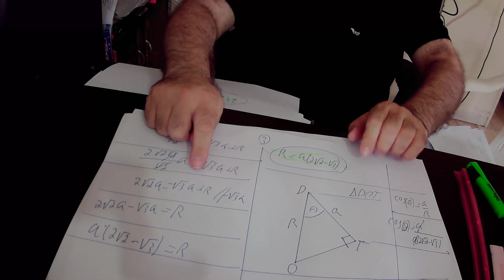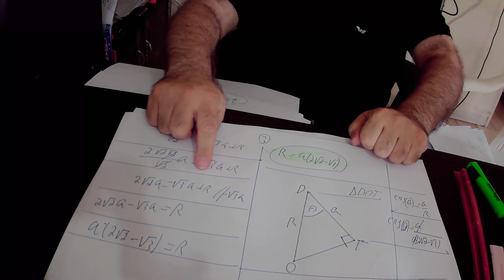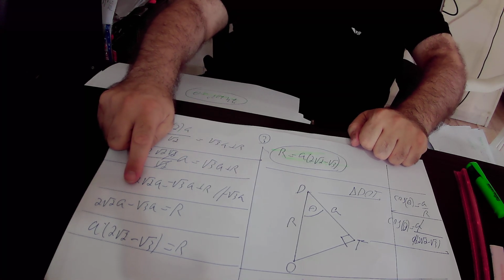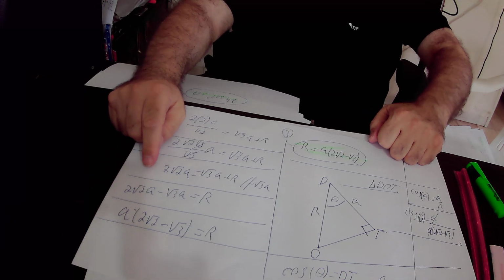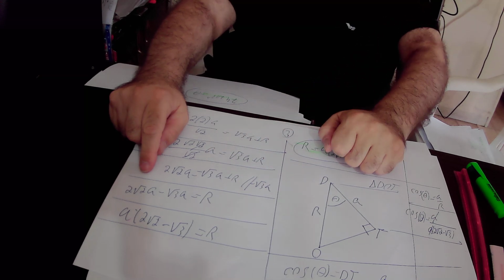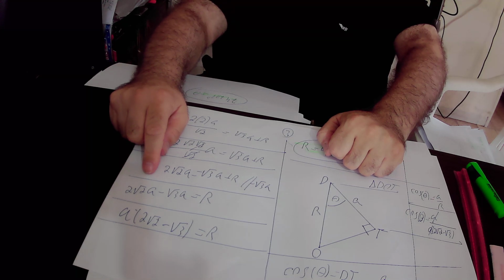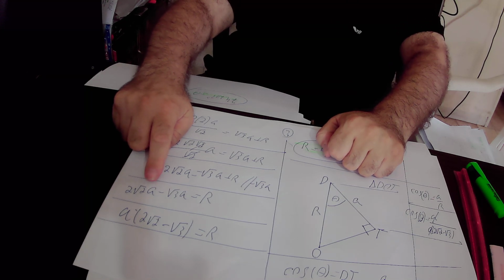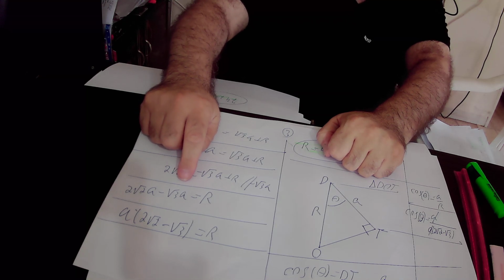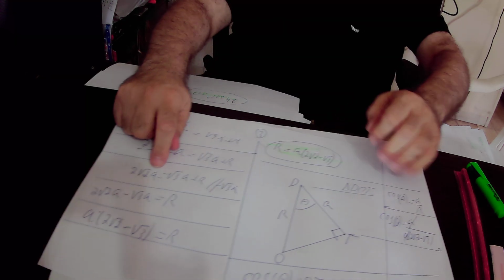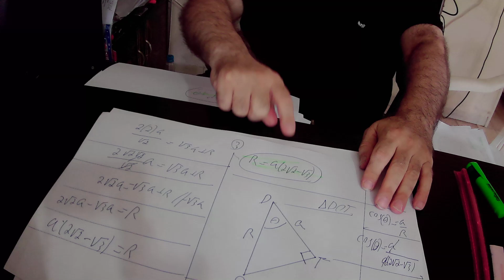Here we subtracted square root of 3 times A from this equation and found that 2 times square root of 2 times A minus square root of 3 times A equals R. We took A as a common factor out of those two expressions. What is left from 2 times square root of 2 times A is 2 times square root of 2, and what is left from minus square root of 3 times A is minus square root of 3. So in conclusion, the radius of the circle equals A times (2 times square root of 2 minus square root of 3).